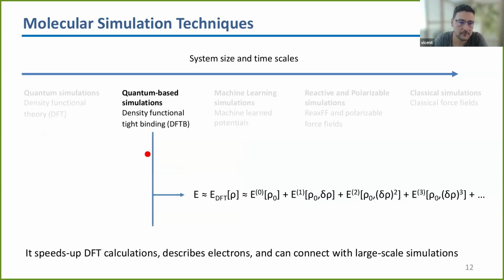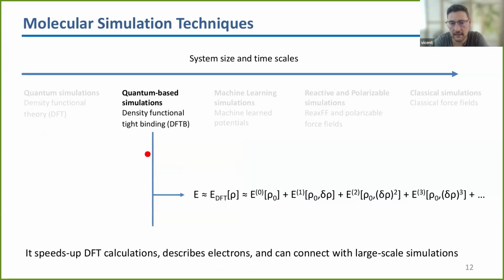Now, I promised you to talk a little bit more about the density functional tight binding, because I think it has some benefits and it can be very interesting, because it can speed up the DFT calculations, it can describe electrons, and can connect with large-scale simulations. So there are many things that we can do. The base of these techniques is that this is an approximation to DFT. So this is not strictly a quantum mechanical calculation, but an approximation to it.